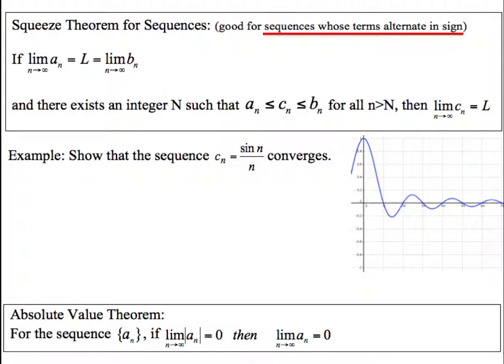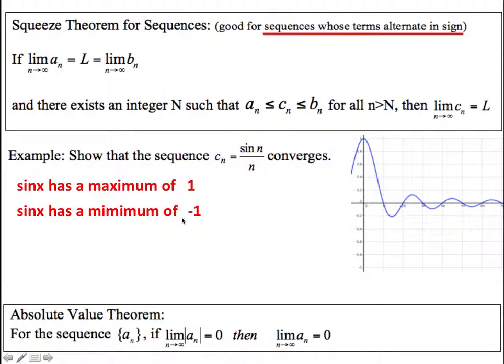Since sine oscillates between -1 and 1, we have this alternating sine pattern going on. So we take a look at the maximum value of sine of x, and we know its maximum value is +1 and the minimum value is -1. So instead of writing sine x in the numerator, we're going to replace that numerator with 1 and -1 and look at those two as sequences.